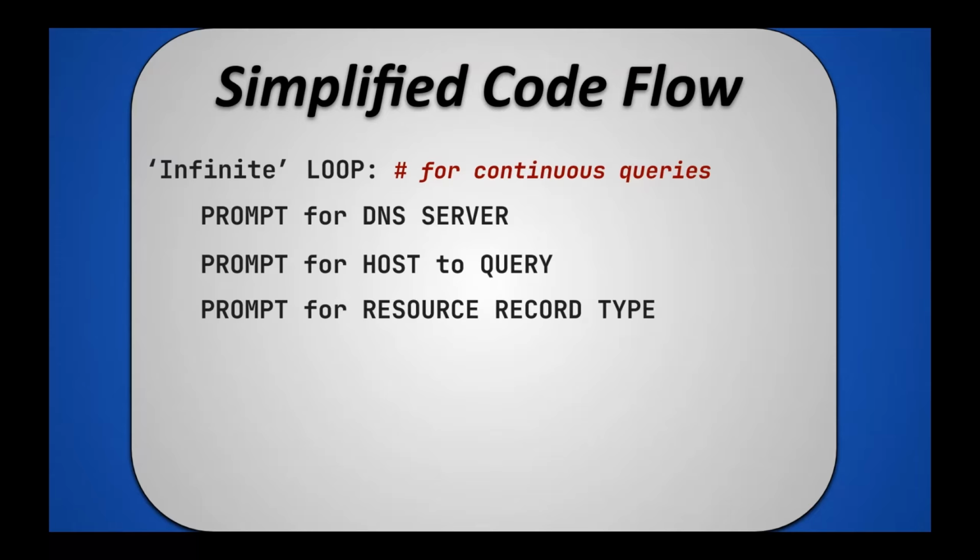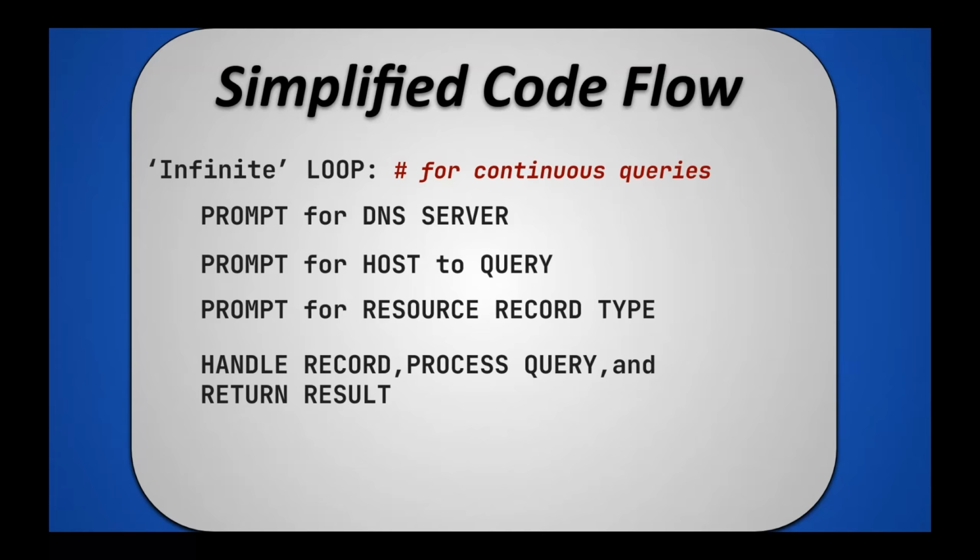Another prompt, going to prompt for the resource record type. This would be the type of record that you're putting into the query, whether it be the A record that maps the host to the IP address, the MX record that gets the mail server or mail servers, or the NS record that gets the DNS servers for this host. This also does pointer records as well, mapping the IP address to the host, so the reverse lookup.